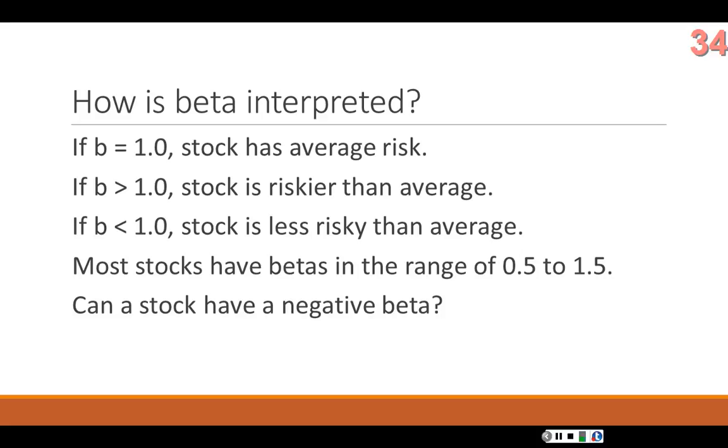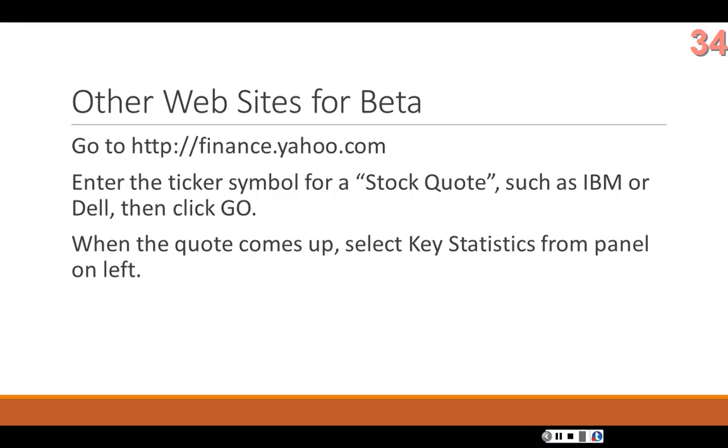Again, beta is the most relevant measure of a stock's risk because it determines how the stock is going to impact the risk level of a diversified portfolio. And you can find beta without having to calculate it, without running regression lines. You can look at Yahoo Finance. If you go there and you enter in a ticker symbol and then click go, when the quote comes up, you select key statistics from the panel on the left, and it will tell you the stock's beta.